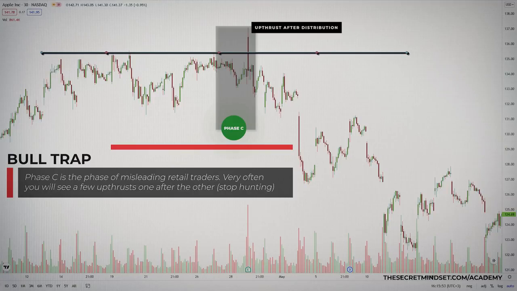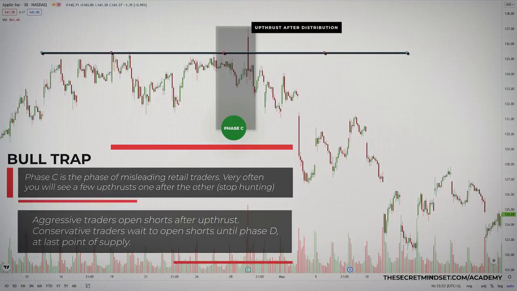Aggressive traders open short positions after the upthrust, as they have a very good risk-to-reward ratio. But big players are not ready to allow retail traders to make money so easily. This is the reason why very often you can see a few upthrusts, one after the other, basically stop hunting in action. Conservative traders wait to open shorts until Phase D, at the last point of supply.